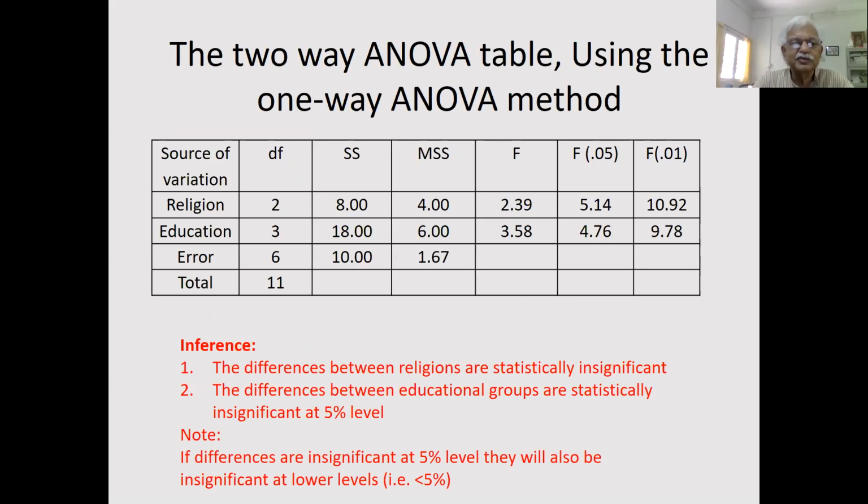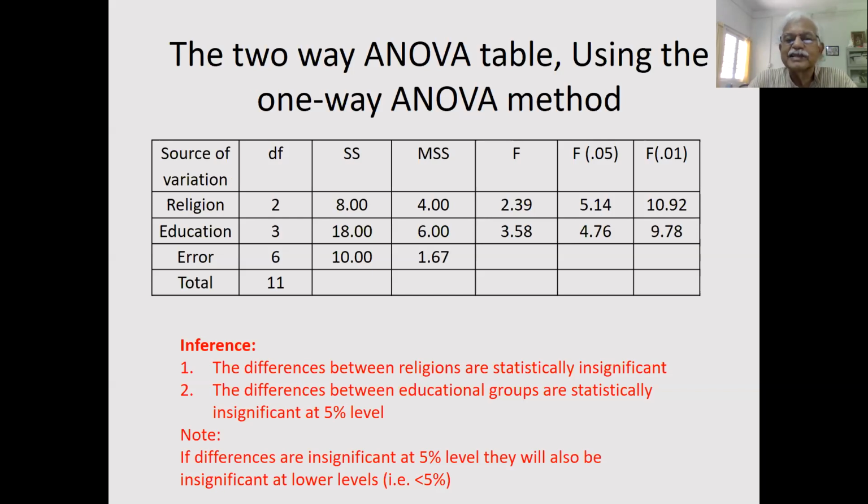The total sum of square can be calculated, and the degrees of freedom. You can see that total sum of square will be 8 plus 18 plus 10, means 36. The degrees of freedom of the total is 12 minus 1 equal to 11. The degrees of freedom of religion is 3 minus 1, 2. Degrees of freedom of education is 4 minus 1 equal to 3. And the degrees of freedom of the error term is 11 minus 2 plus 3, so 6.